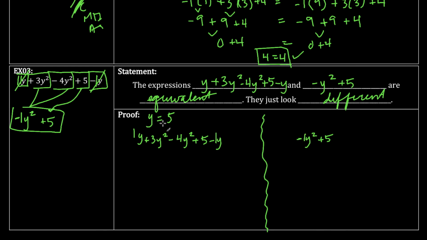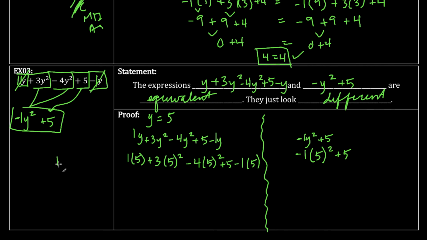So y is 5, so 1 times 5 plus 3 times 5 to the second power minus 4 times 5 to the second power plus 5 minus 1 times 5. Well, that's a long expression. That should be equivalent to negative 1 times 5 squared plus 5. As usual, we will go ahead and use PEMDAS in order to simplify.